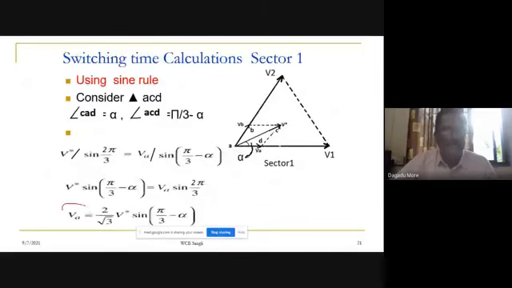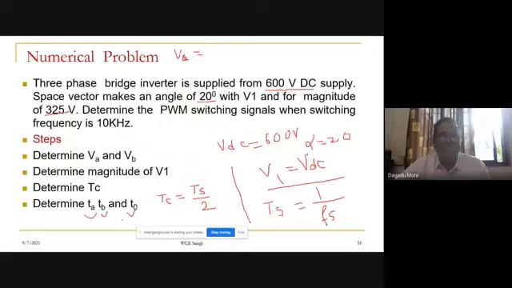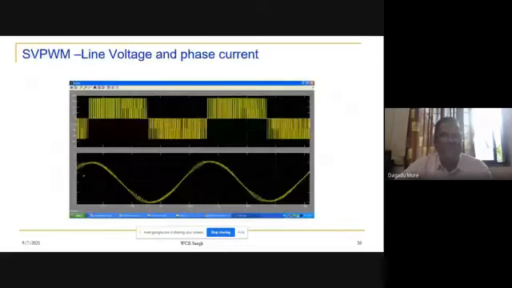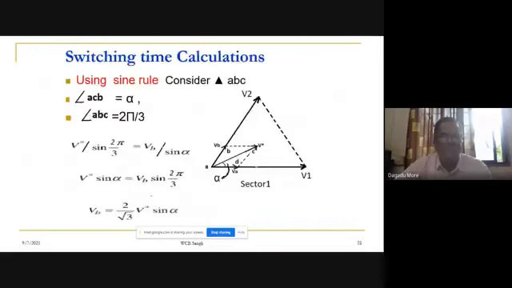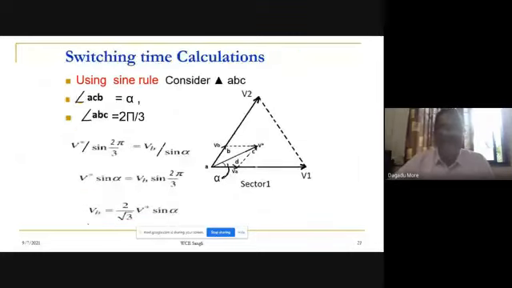So this is V star resolved along V1. Va is there. V star, how much is the magnitude now? Already the magnitude is given. V star is 325. That magnitude is given in the problem. V star is given. Alpha is given. Then we can find out the Va. Similarly, we can find out the Vb. Vb will be 2 by root 3 V star sin alpha. You will get the Vb.